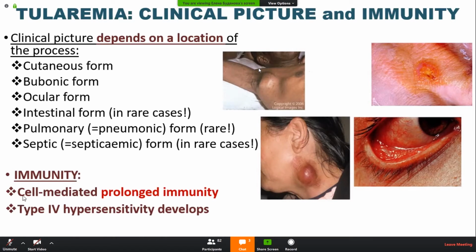And the prolonged duration makes prolonged immunity. There is a protective prolonged immunity. Type 4 hypersensitivity develops. Antibodies are protective and they can be detected serologically to put the correct diagnosis. Here's the ocular form of tularemia.